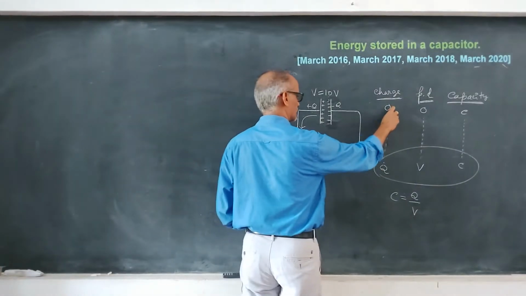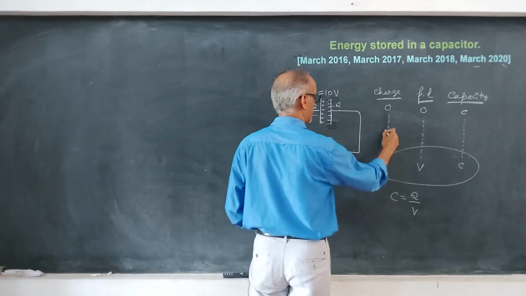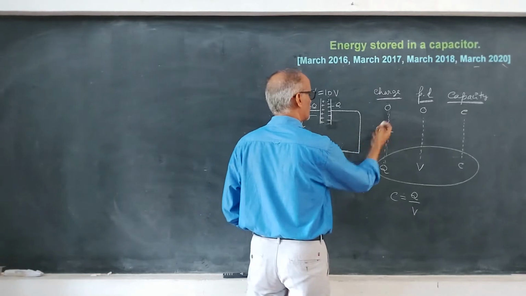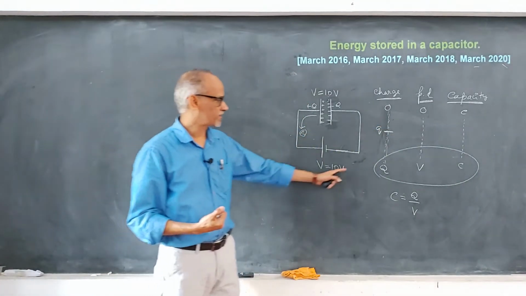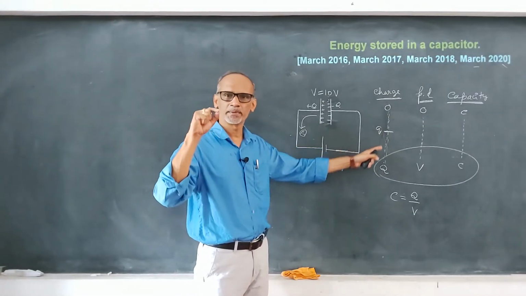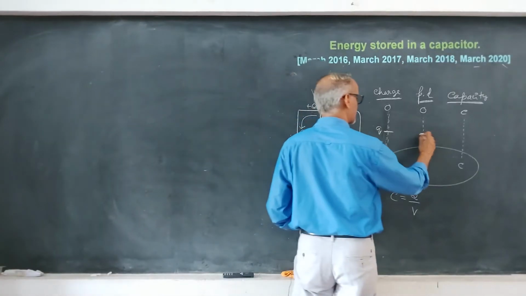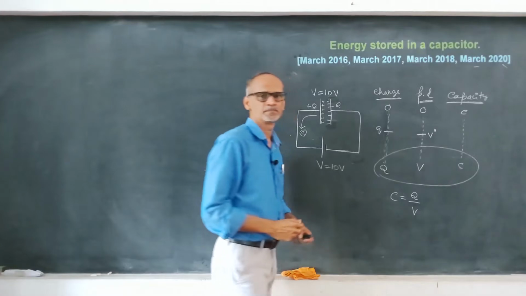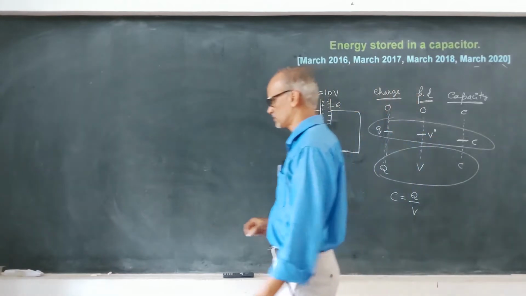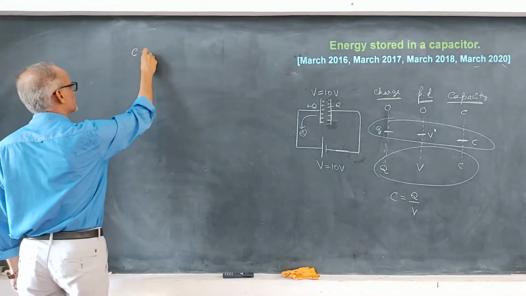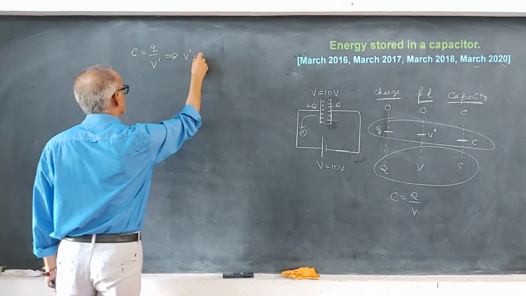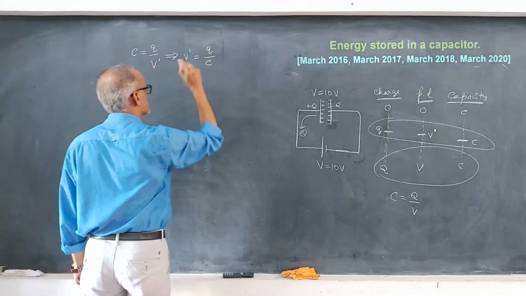Now, listen carefully, during the charging, at a particular instant, let small q be the charge. What is capital Q? It is the charge once it is fully charged. What is small q? It is the charge at a particular instant. At that instant, let the potential difference be V'. Capacity is C. Now, what is the relation between these? The relation between those three is C = q/V', which implies V' = q/C.